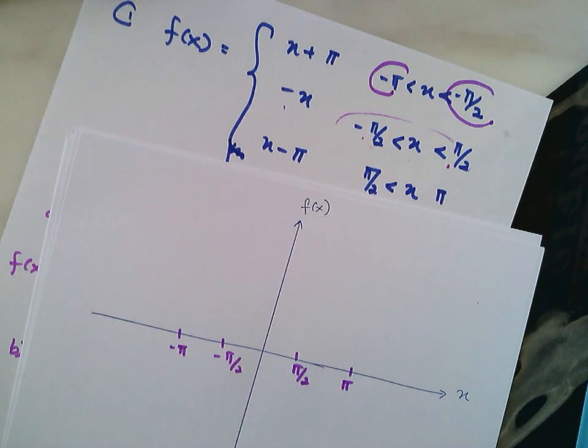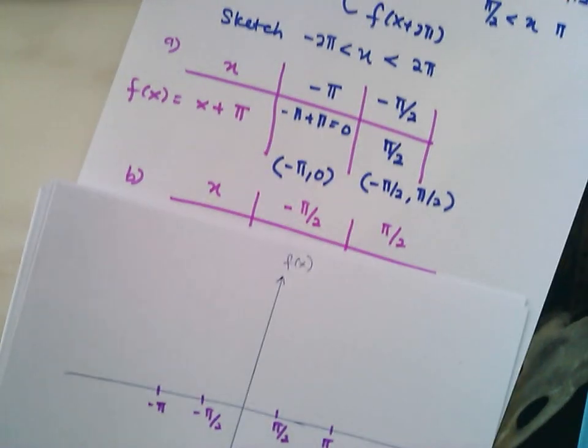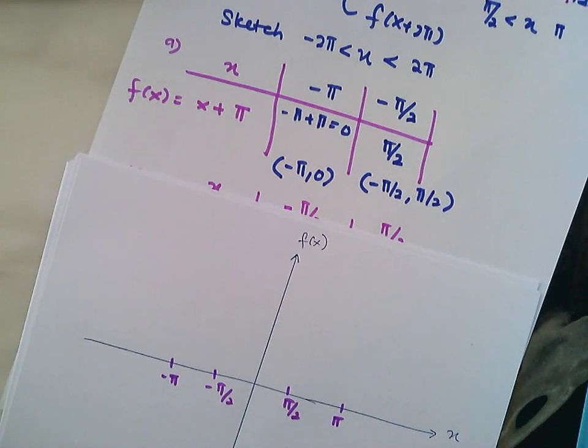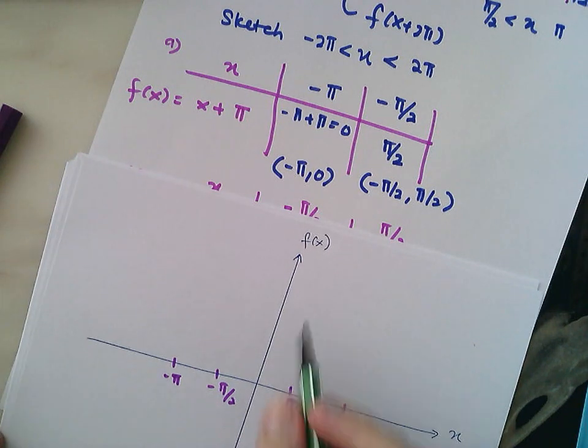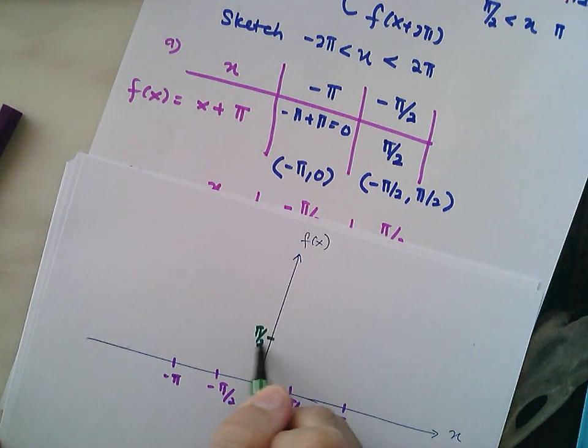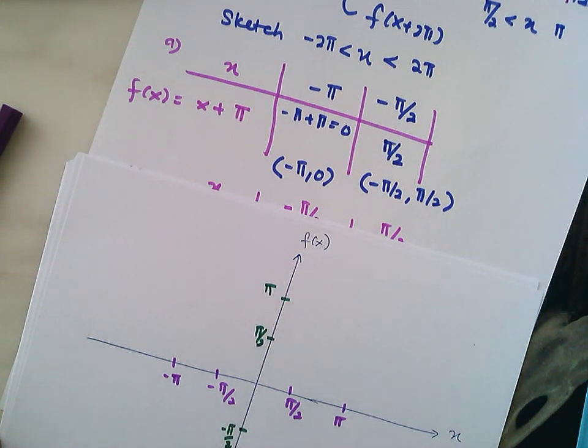So next, plot your function, your coordinates. For your f(x) also, start from 0 and you have pi over 2 and this is your pi. This is negative pi over 2 and this is your negative pi.